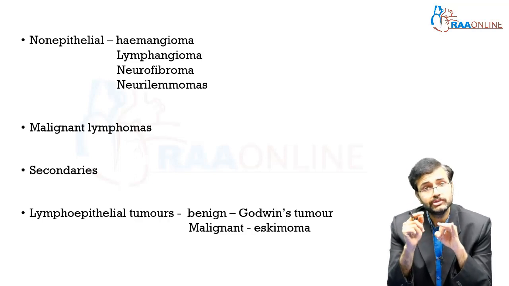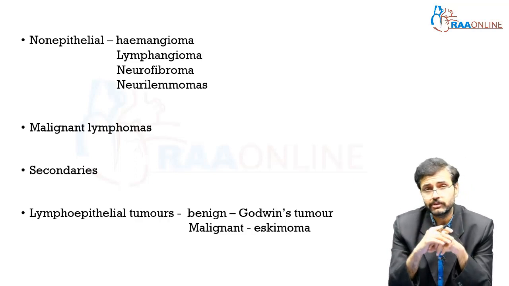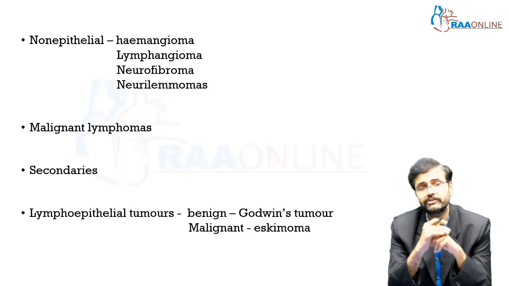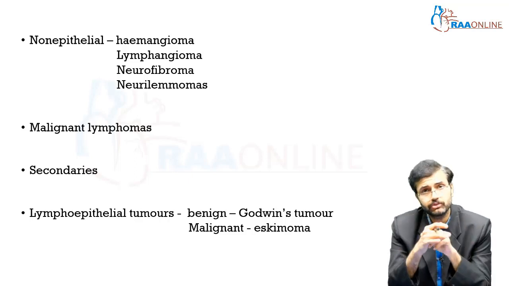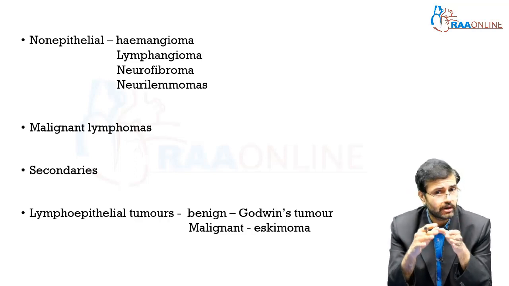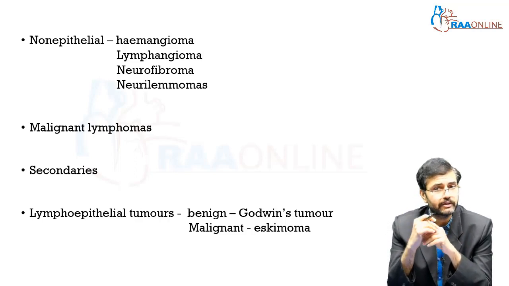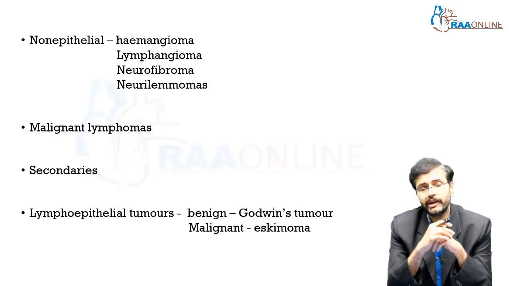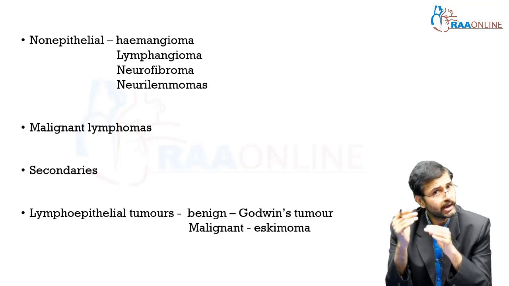Lymphangiomas can occur, neurofibromas, neurilemomas. Malignant lymphomas also are classified as neoplasms of the salivary gland. Secondaries of the parotid gland or salivary glands are also known to occur. Lymphoepithelial tumors can be either benign or malignant. A benign lymphoepithelial tumor of the salivary gland is called a Godwin's tumor, and a malignant tumor is called an Eskimoma because it's common among Eskimos.